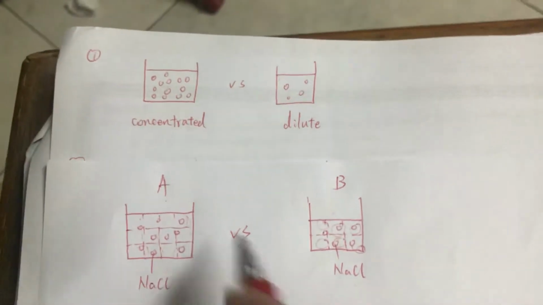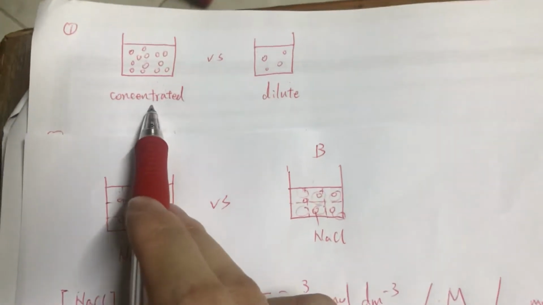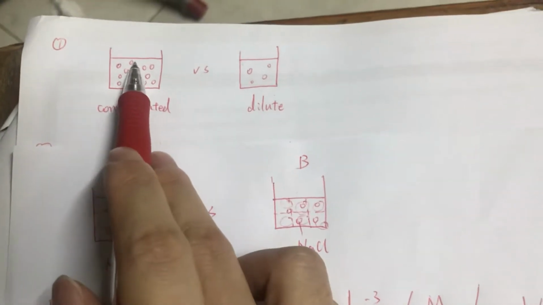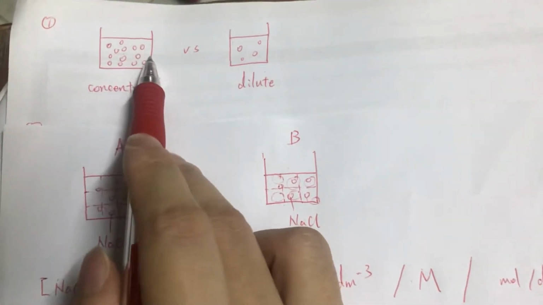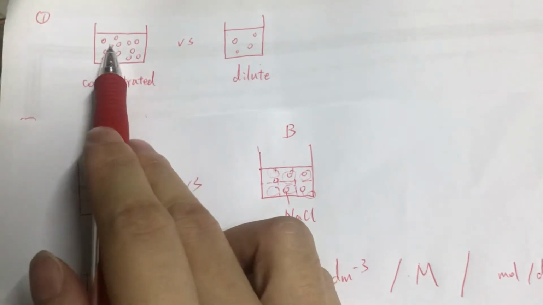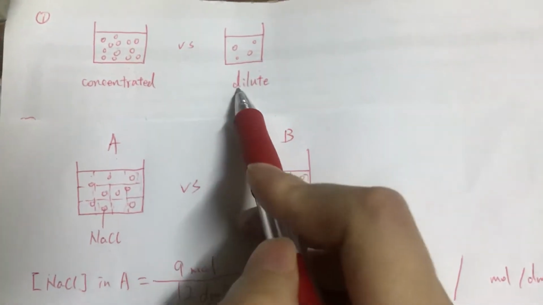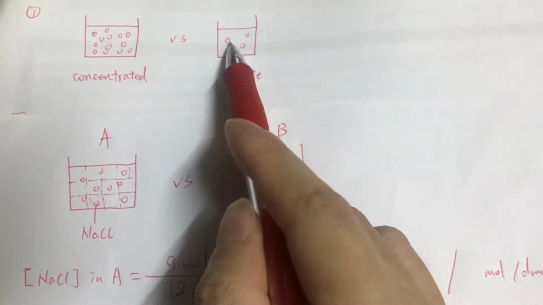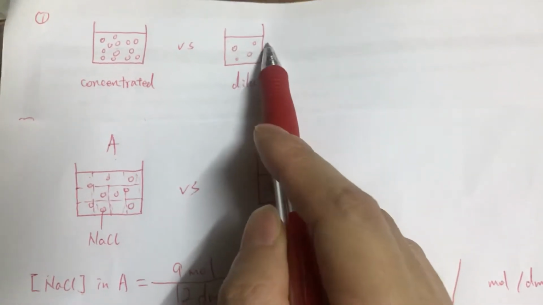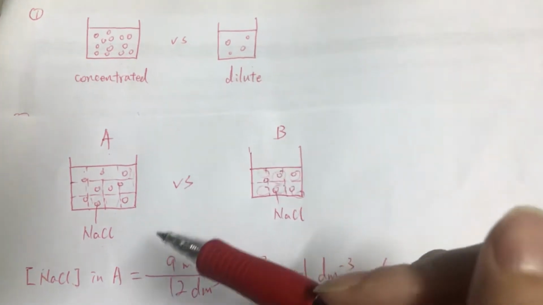It's about concentration. This one we will say is a concentrated solution because it has more particles in the solution. This one is a dilute solution with a very small number of particles in the solution.